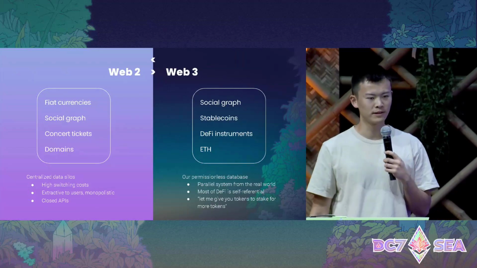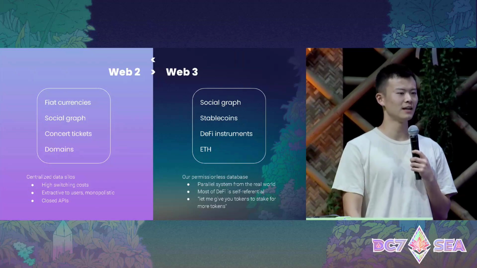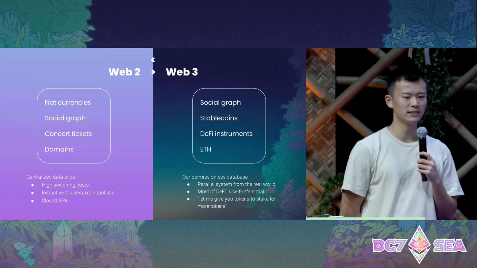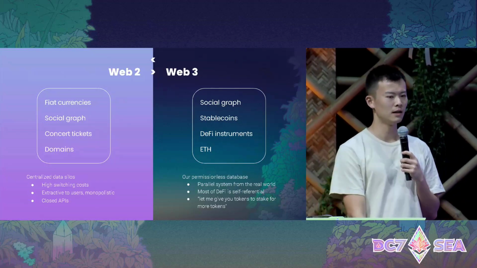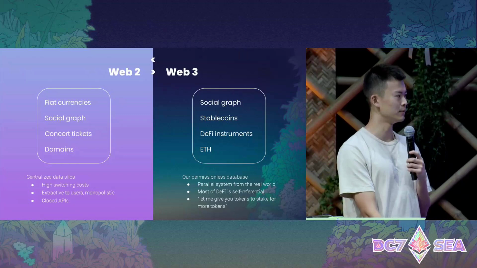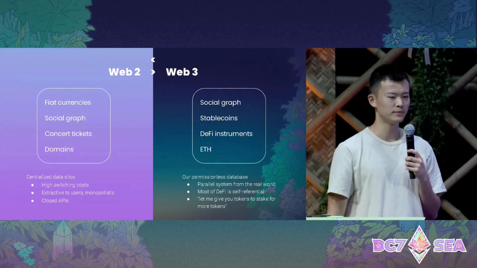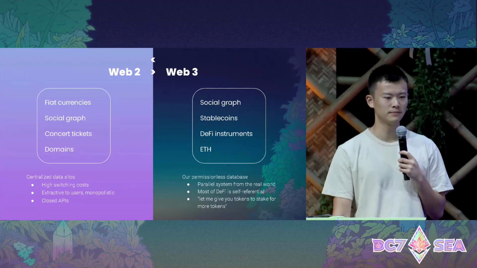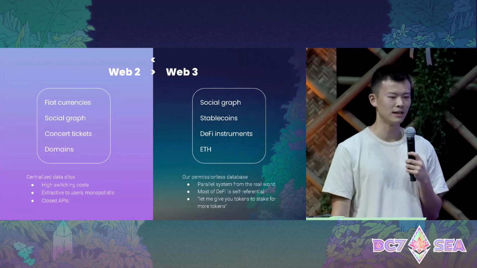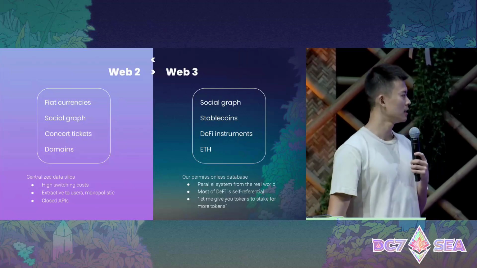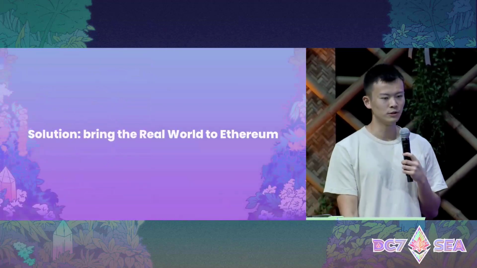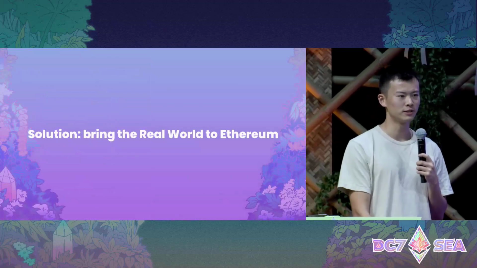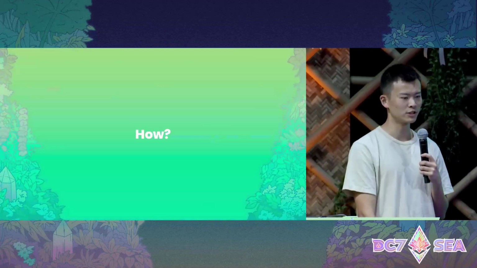Additionally, if you look at Web3 in our permissionless database, the problem is that it's really detached from the real world. If you look at your social graph, stablecoins, DeFi instruments, and even ETH, all of it runs in a parallel system. In fact, most of DeFi today is self-referential. And so the solution here is to bring the real world to Ethereum. And the question is how?